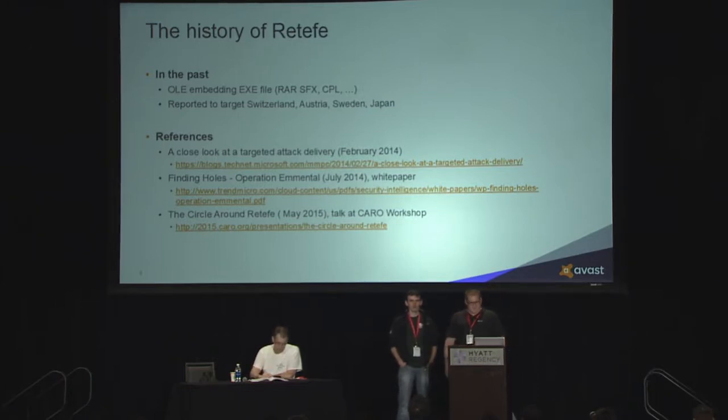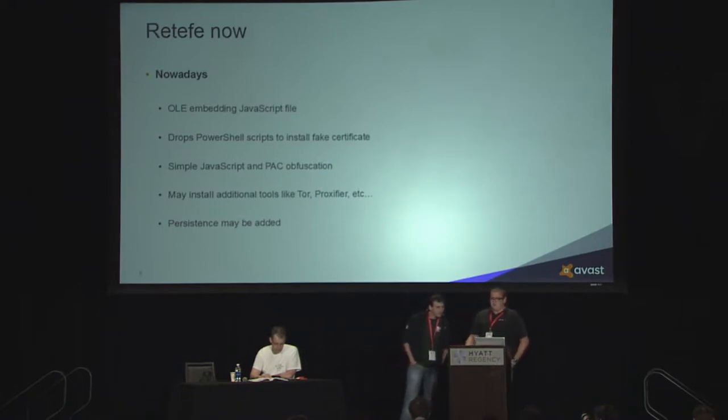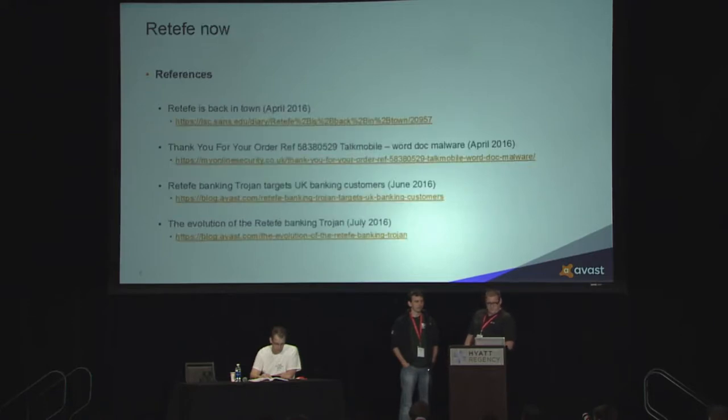When we compare it with nowadays, it's still OLE, but it's embedding JavaScript, and it drops PowerShell scripts to install a fake certificate. Both the JavaScript and the proxy autoconfig have really simple obfuscation, but there are some changes. It may install additional tools like Tor, Proxifier, etc., and persistence may also be added, which are the biggest changes from the older version of RedFA.